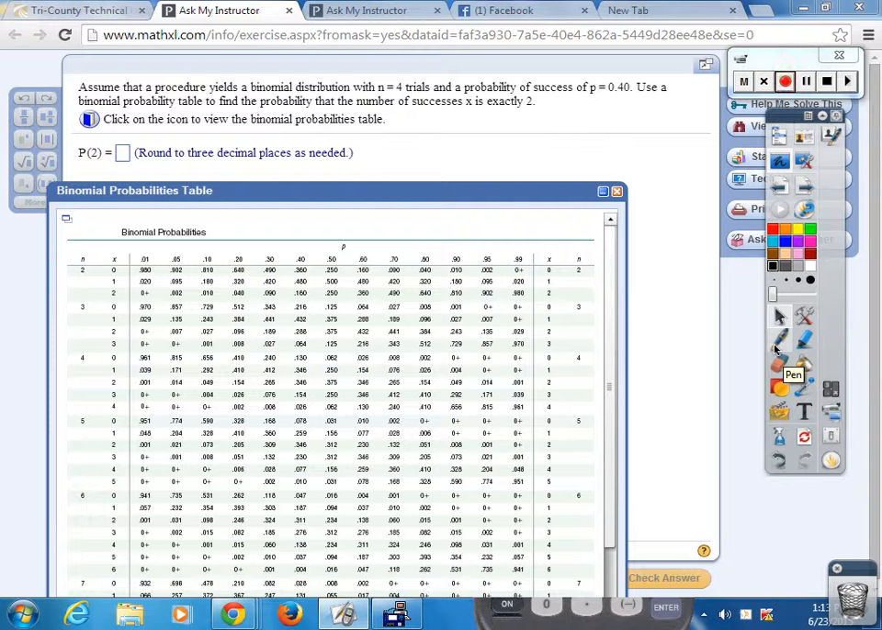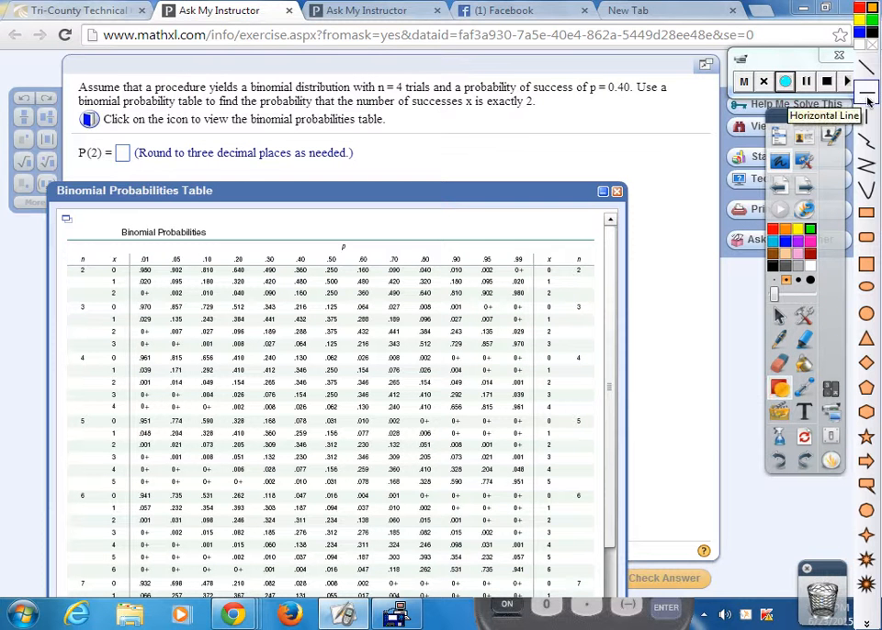Anyway, all right, so this is N is equal to 4. So you take your handy dandy do-jigger here. N is equal to 4. Right here. And P is what? P is 0.4. Sorry, I got the wrong one.